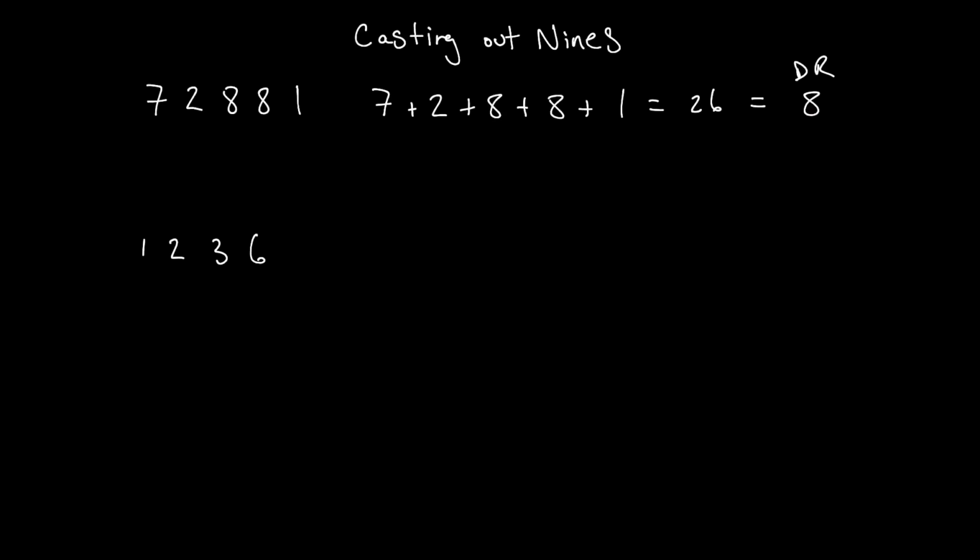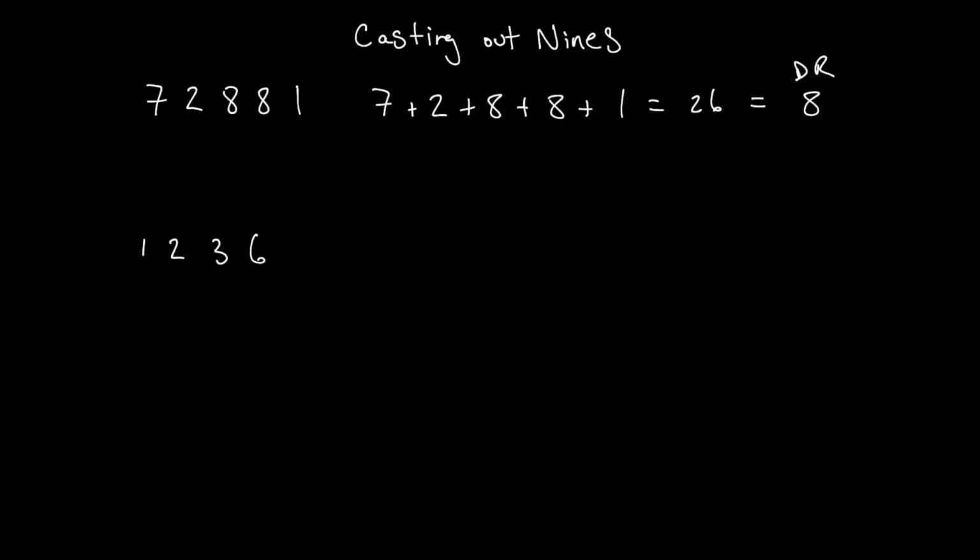Now I want to show you guys what casting out nines is. So to do casting out nines, you basically are going to look at the number, say this number here, and you're going to find numbers that add up to 9, and then you could cross them out to get your digital root. And I'll show you why this works.